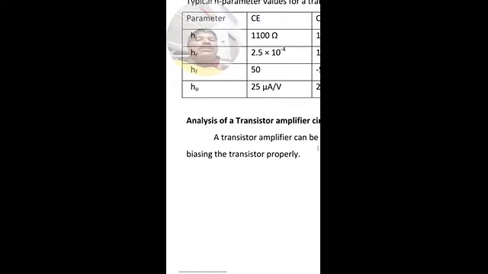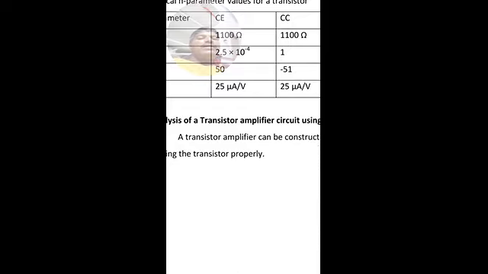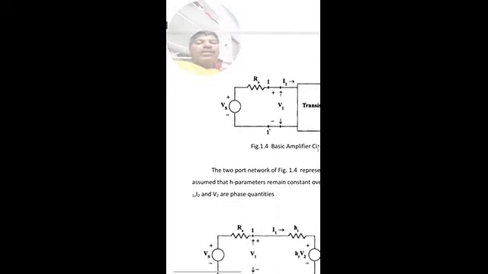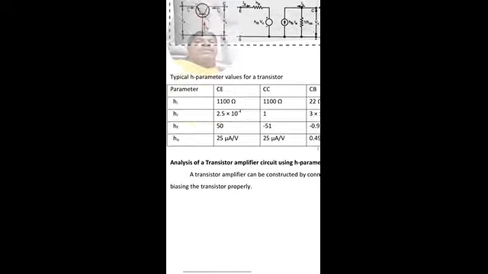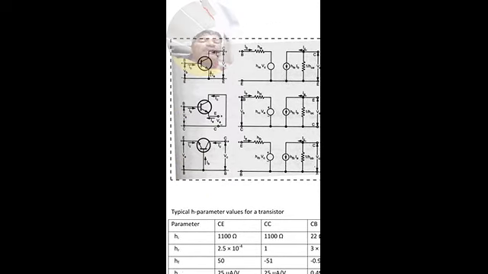So these are the H parameters for all the transistor configurations. We will stop here. In today's class we have determined the H parameter model for the CE, CB and CC configurations of a transistor.